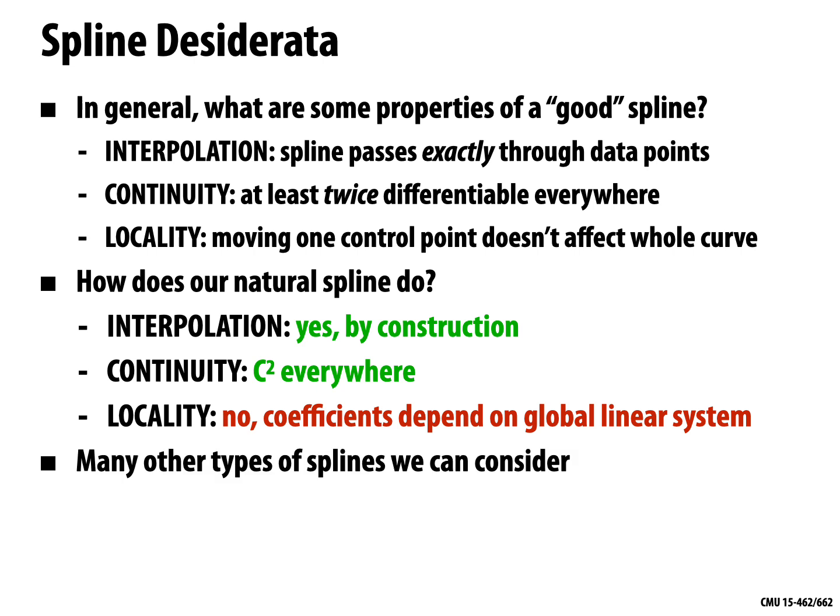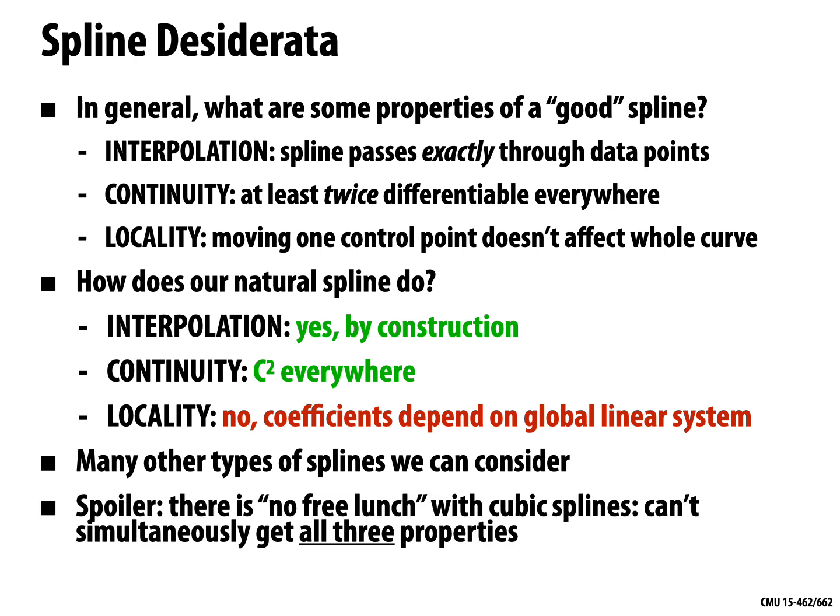There are lots of other types of splines we could consider. And to spoil the punchline here, what we're going to discover is there's really no free lunch with cubic splines. We can't simultaneously get all three properties: interpolation, continuity, and locality. You have to pick two. Pick the two that you like the most or need the most in a given application scenario.